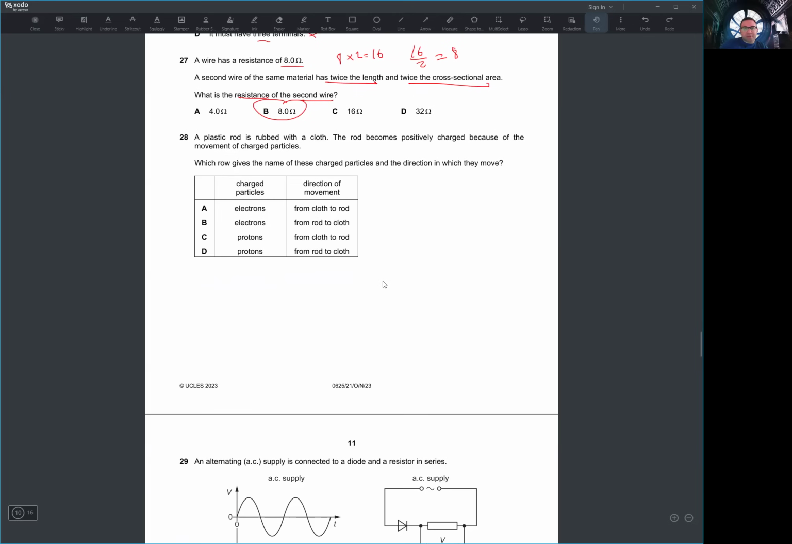A plastic rod is rubbed with a cloth. The rod becomes positive. If the rod becomes positive, it has lost electrons. Which row gives the name of these charged particles? Electrons. So it's either A or B. What's the direction in which they move? From cloth to the rod or rod to the cloth? We said the rod has lost electrons. From rod to the cloth. So B.